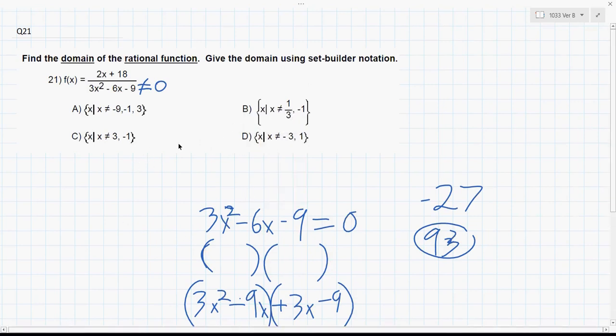But just by looking at these, I know that A is not right because it's got a 9 in it. I know that B is not right because it's got a fraction in it. I've got both D and C with the right numbers, and I realize that the signs are proper on C, so the correct answer is C.